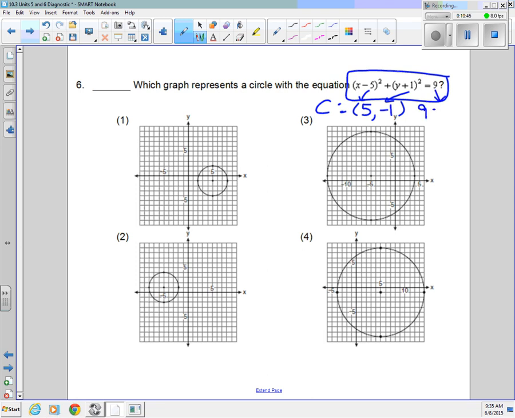The 9 is the radius squared, so I'd square root that to get the actual radius, which is 3. So I'm looking for a circle with a center at (5, -1) and a radius of 3, and my choice is choice 1.